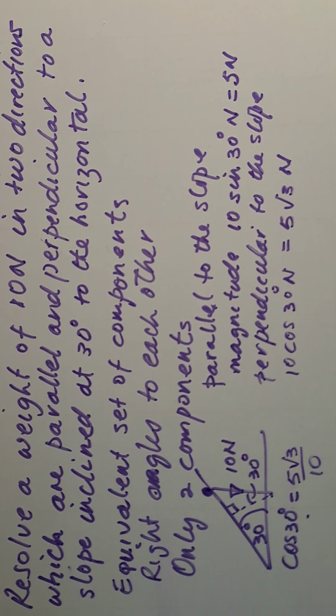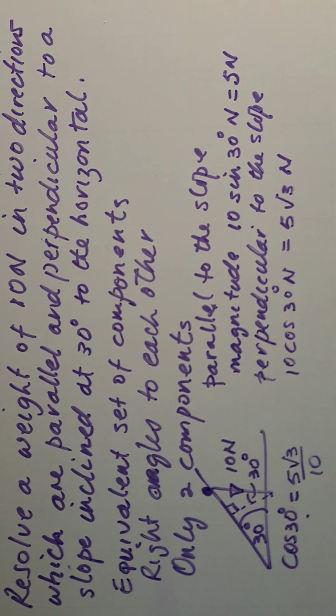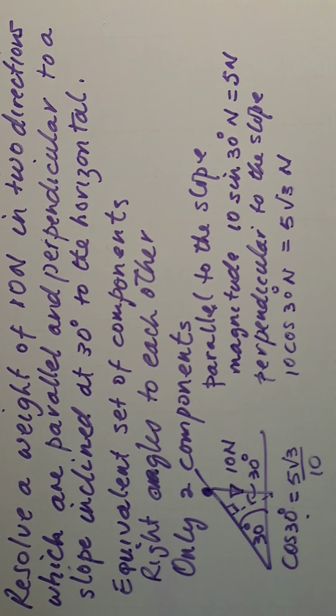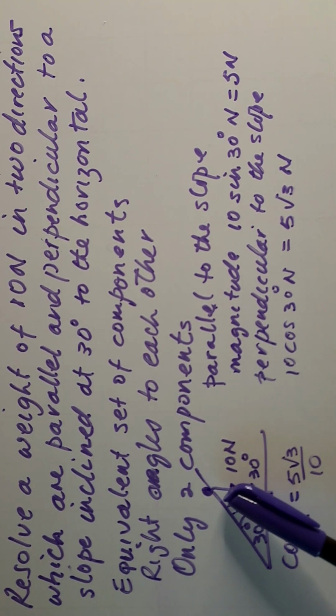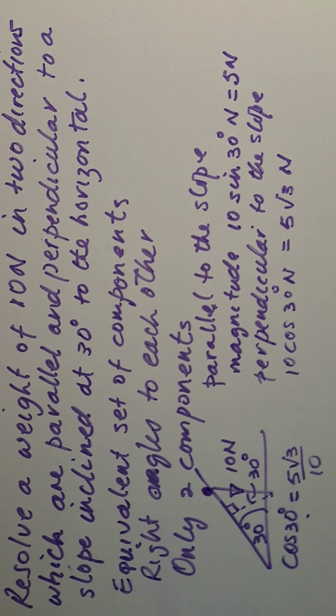If you look at the definition of similar triangles, the conditions are they're equiangular. And so in this case, we have this as being 30 degrees, this is 90, and this must be 60. So that's why we use 30 degrees to calculate our magnitude parallel to the slope and magnitude perpendicular to the slope.